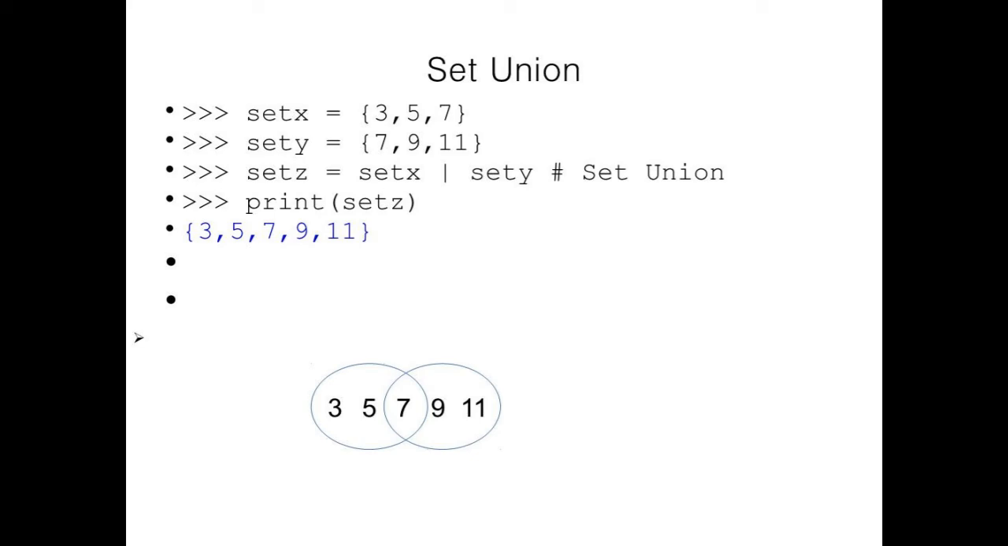Here we have 2 sets, set X and set Y, and they both consist of 3 different elements. Notice that they have one common element between them, which is 7. So we can perform a set union using the vertical bar sign. Set X union set Y, and assign the resulting value to a new set called set Z. So when you print out the value of set Z, you realize that it consists of 5 elements, which is basically the combination of both set X and set Y, with the duplicated element eliminated.